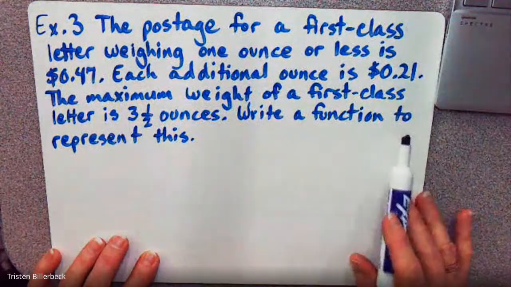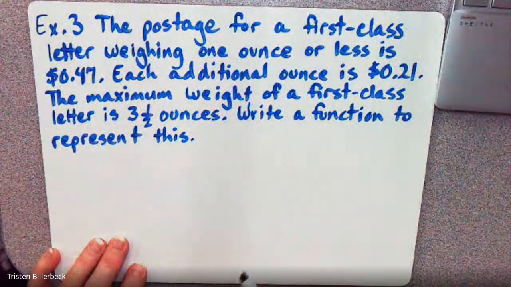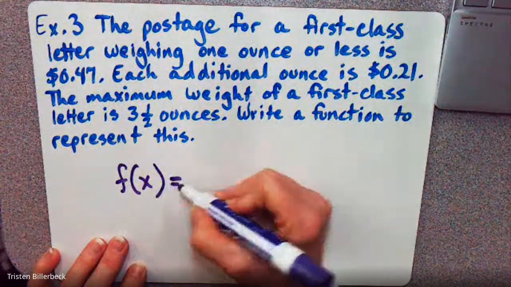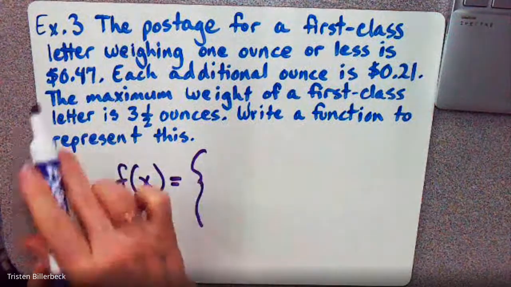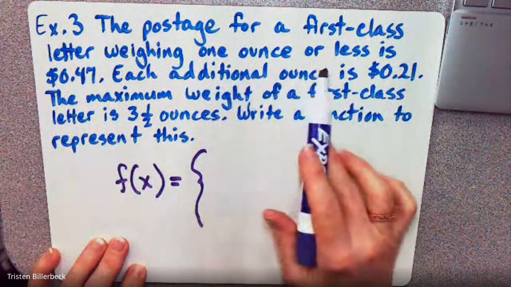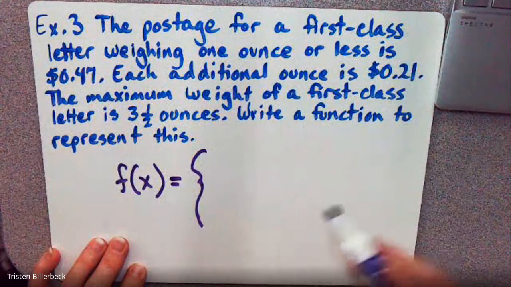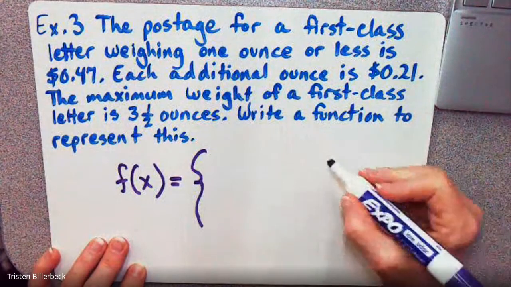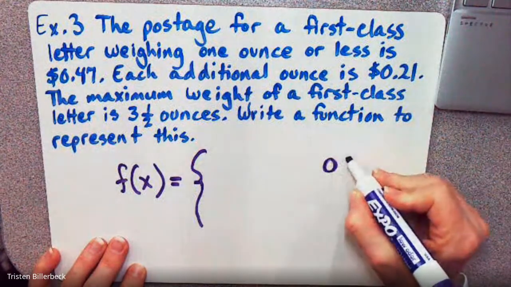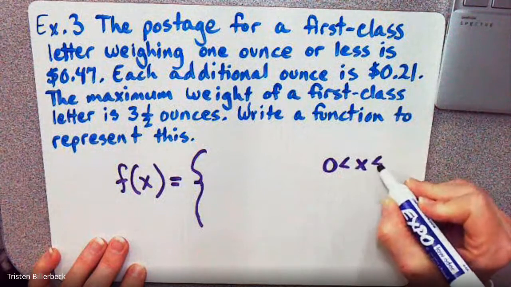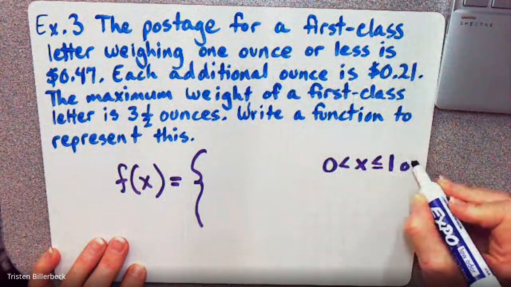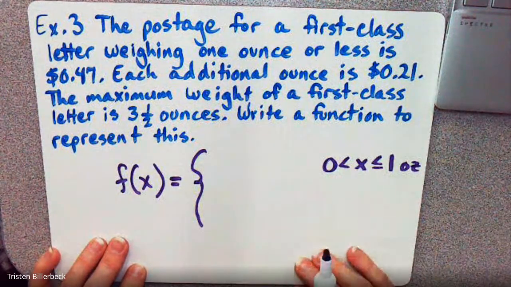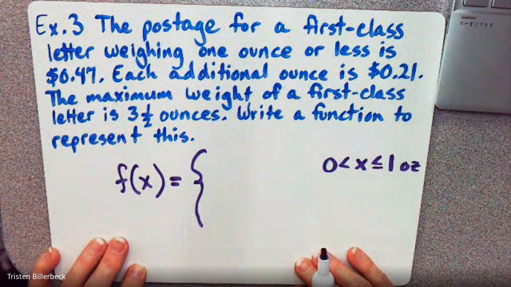So we want to write a function to represent this. So we're going to write f of x, and we'll start with the first of these, that if it's 1 ounce or less. So that tells me my restriction on the domain is going to be 0 is less than x, x is less than or equal to 1 ounce. Okay, so I don't have 0 ounces included because if I'm not sending anything, I'm not paying anything.